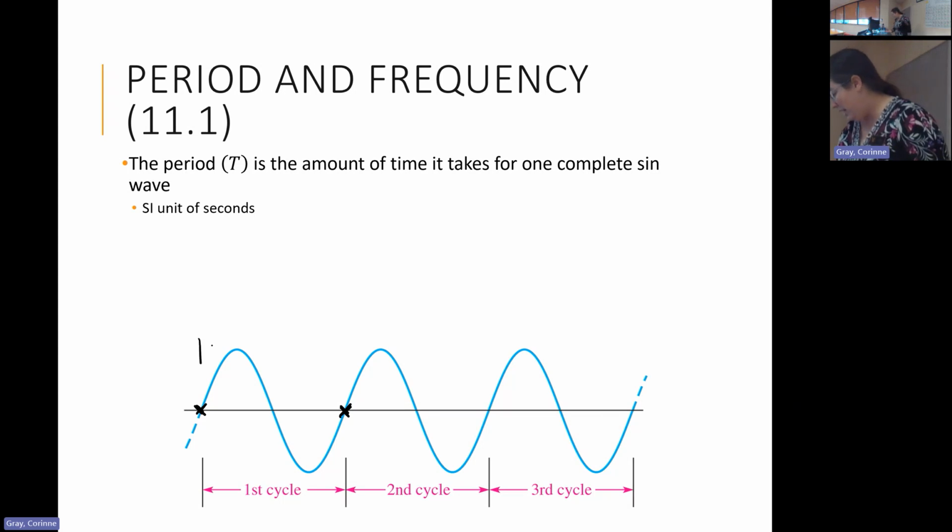So whatever time passes here, this is the period. Again, capital T here because this is a very specific amount of time that will be dependent on the type of source that we have.